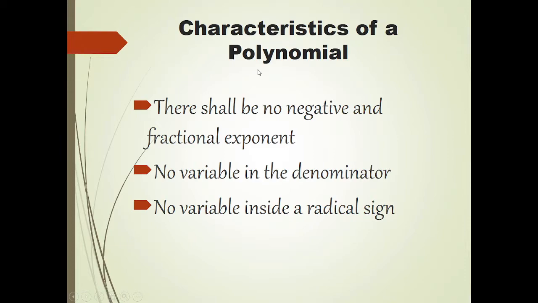In addition, what are the characteristics of a polynomial? So, there shall be no negative and fractional exponent. So, mortal sin pag nagkaroon ng negative and fractional exponent. No variable in the denominator. So, alam nyo naman kung saan ang location ng denominator, di ba? No variable inside a radical sign. So, kailangan hindi siya nakakulong sa loob ng radical sign.